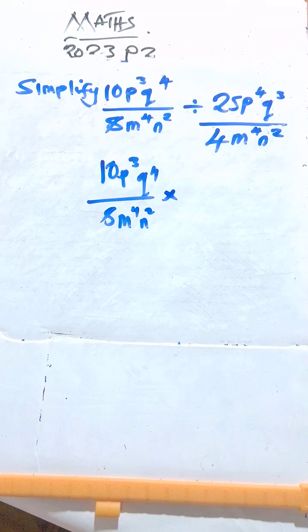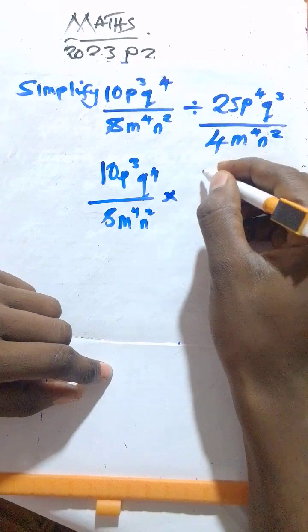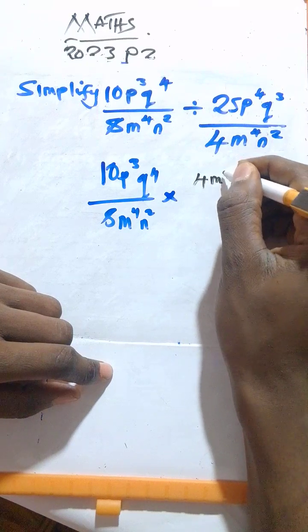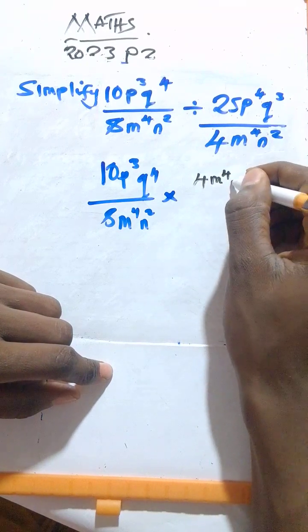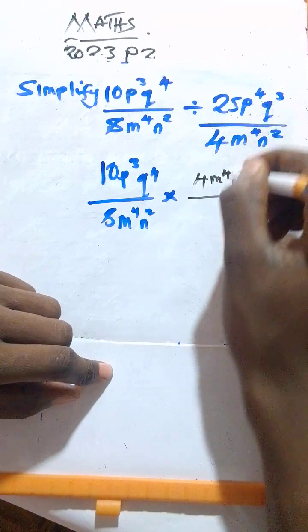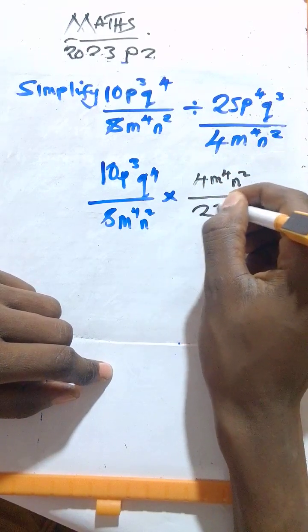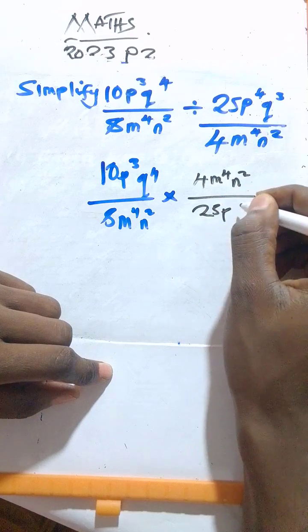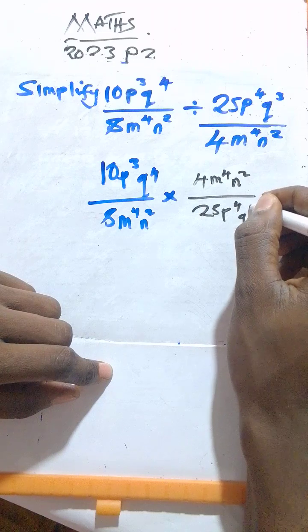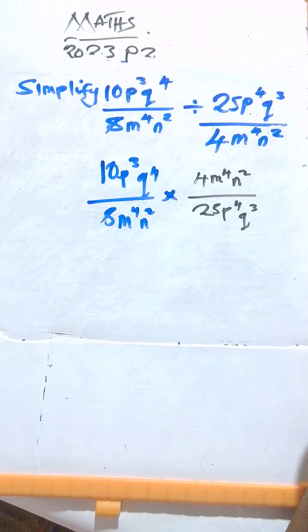After we multiply that one, then we'll say 4m to the power 4 n to the power 2. Then this part now comes down, 25p to the power 4 q to the power 3. This is the first step.